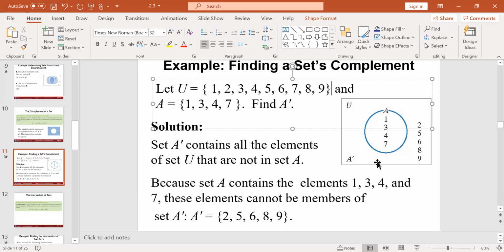If you wanted a nice visual representation of this, look, here's your universal set. In set A, you have those elements, 1, 3, 4, 7. But clearly, the universal set still needs to have the elements 2, 5, 6, 8, 9. Those would be outside of A. Thus, A complement would be the set containing 2, 5, 6, 8, and 9.